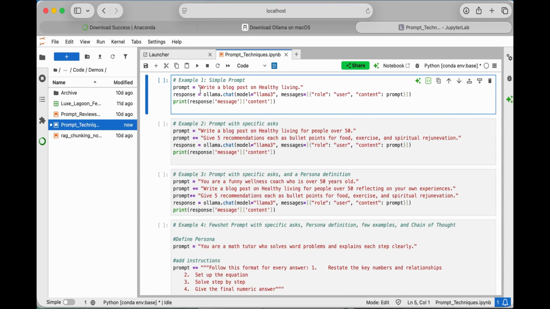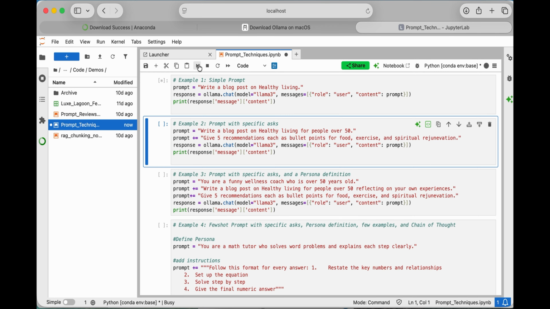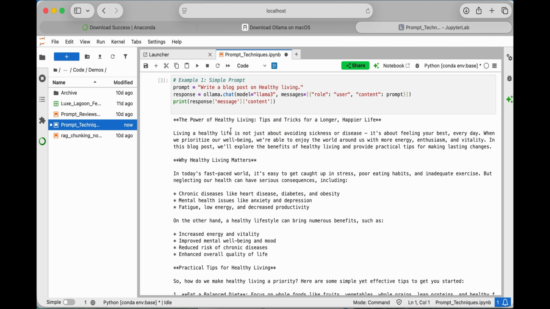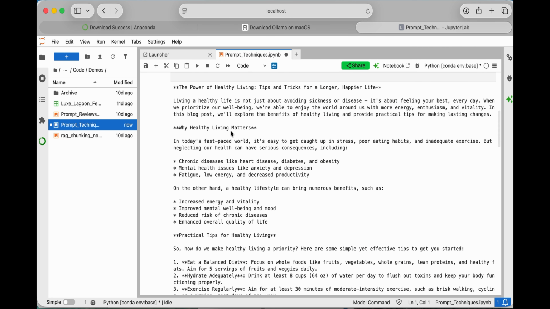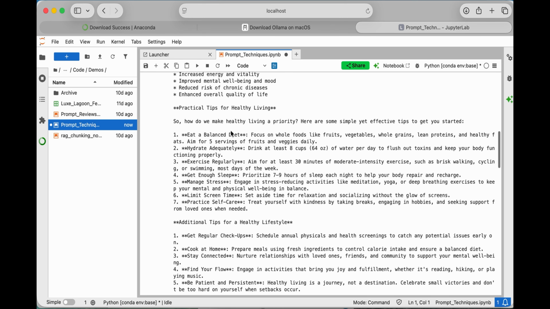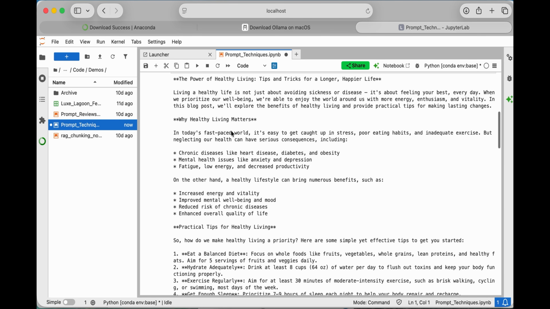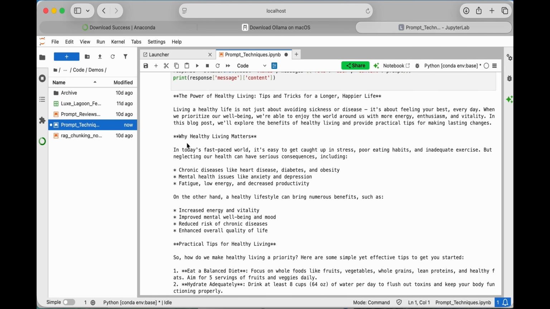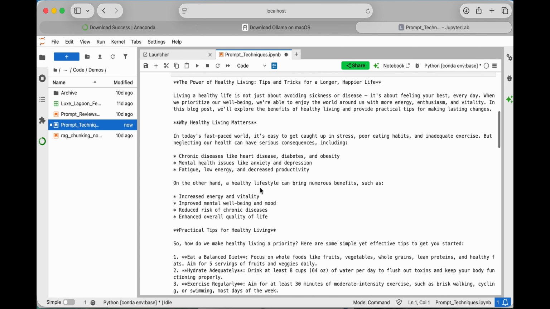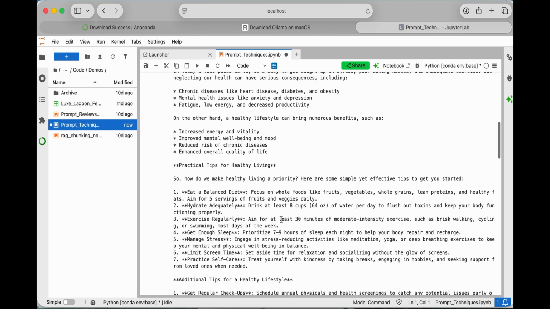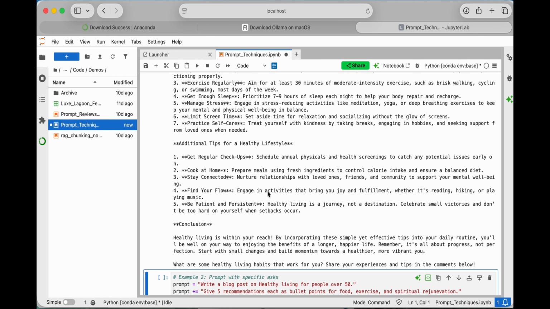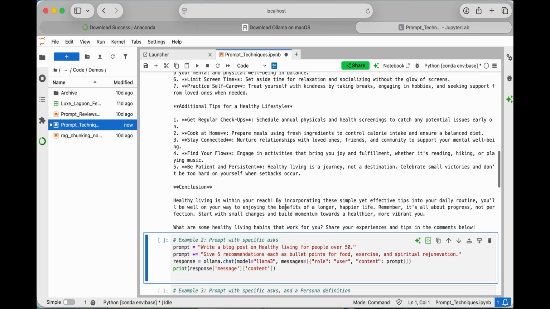The first prompt that we have is an example of zero-shot prompting. It is a very simple prompt that instructs the model to generate a blog post on healthy living. So we have the blog post, and for such a simple prompt, it does look like a pretty decent blog post. It has a few sections on why healthy living matters and practical tips for healthy living, additional tips for healthy lifestyle, etc.